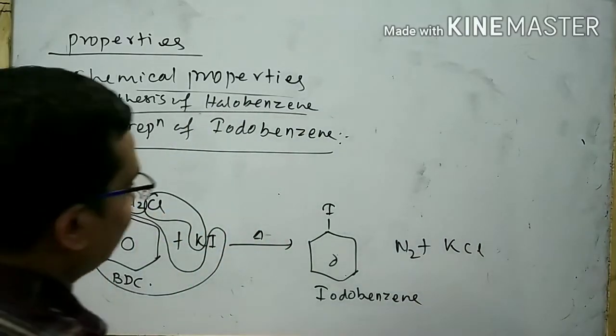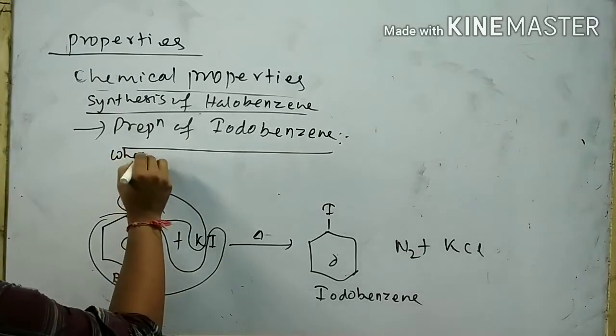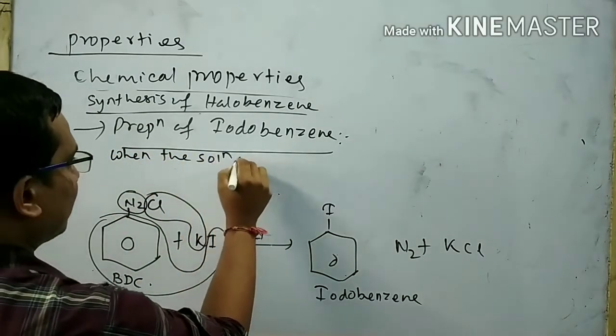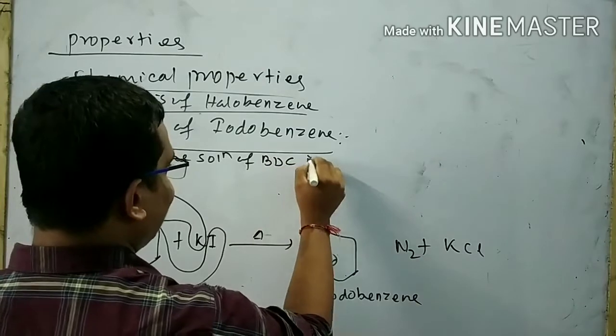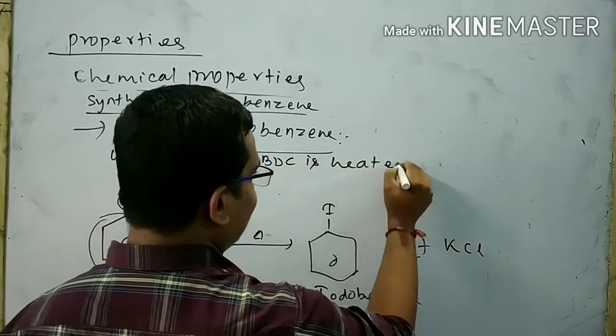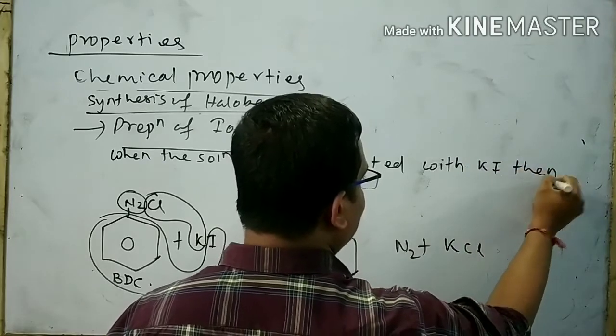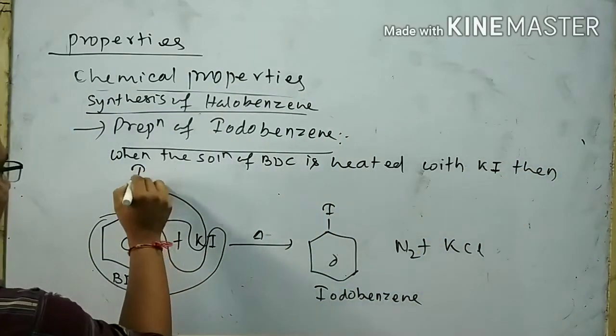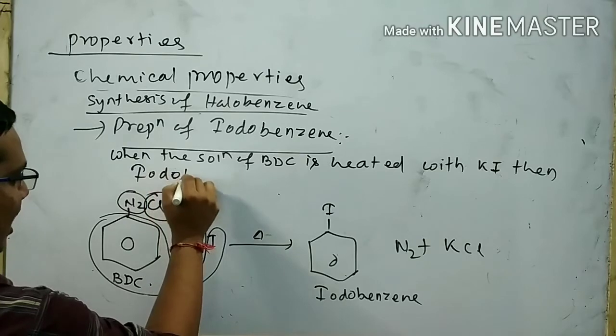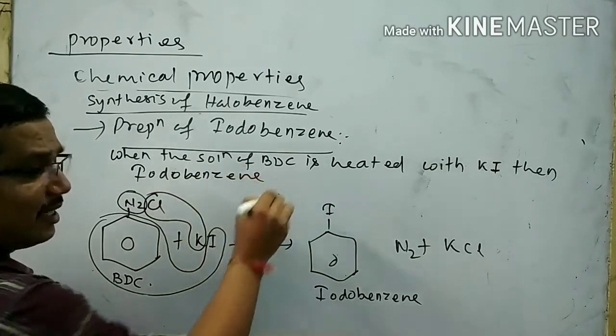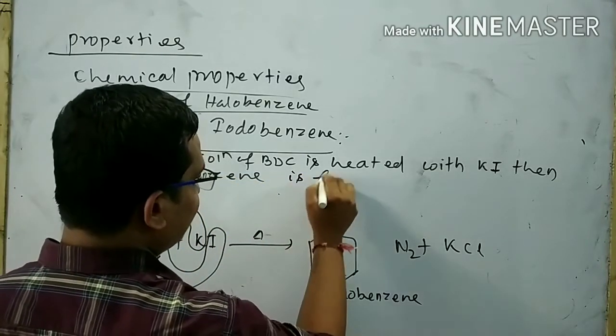So we can write a statement: when the solution of BDC is heated with the KI, then iodobenzene is formed.